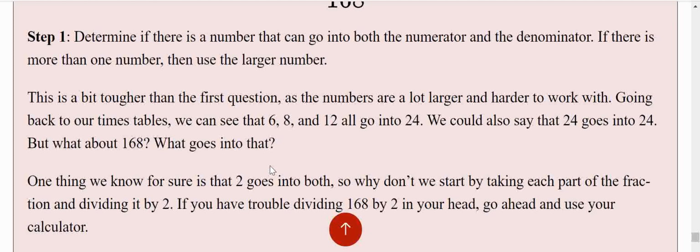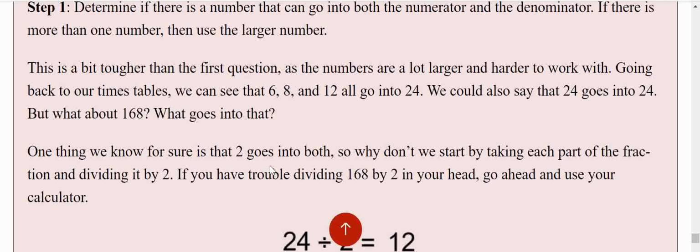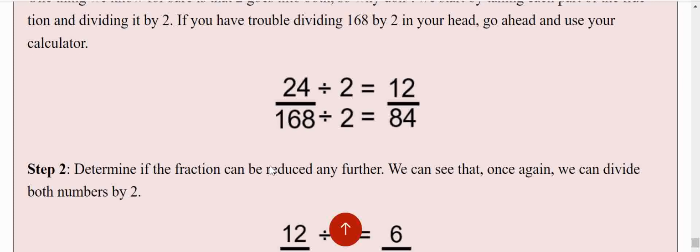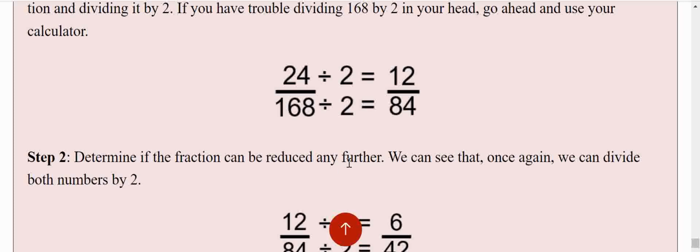One thing we know for sure is that 2 goes into both. So why don't we start by taking each part of the fraction and dividing it by 2? If you have trouble dividing 168 by 2 in your head, go ahead and use your calculator. And so they show us here division by 2, and we get 12 over 84. Notice each are whole numbers, but we apply them together in the numerator and the denominator.